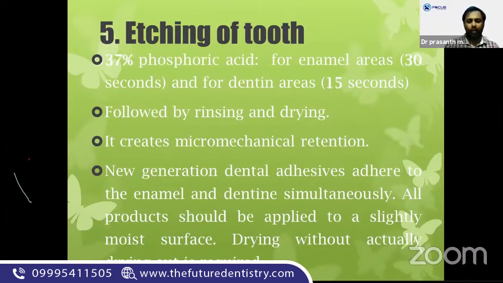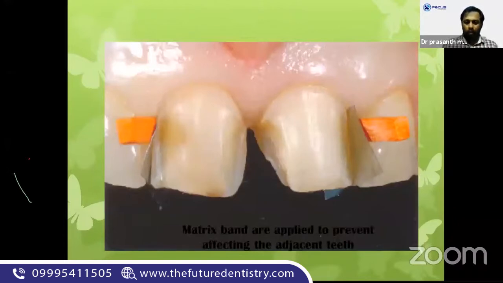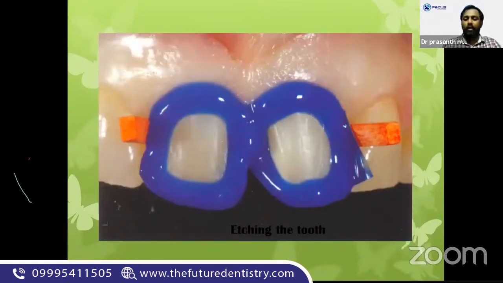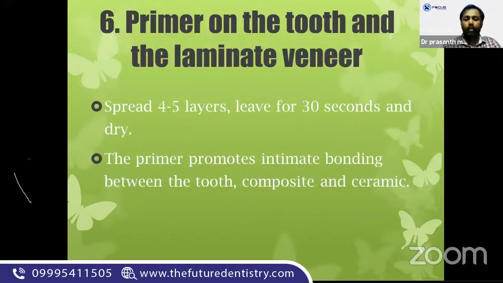get shrunk. While etching, you can use a matrix band to prevent the etching of the adjacent teeth. Then again, primer and bonding agent is applied. Either 2 to 3 layers are applied over it. Keep it there or cure it, depending upon the company's recommendation. You'll either go for light curing or self curing.